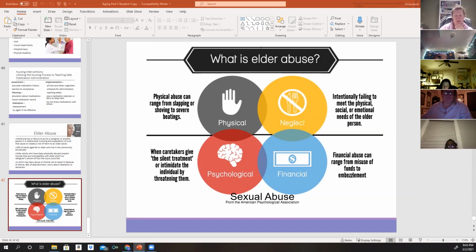We've seen it where loved ones have kept their mother or father alive and kept them a full code because they needed that Social Security check or their pension that comes in each month. You wouldn't think that those things happen, but they do more often than they should. And then there are caretakers who give the silent treatment or intimidate the individual by threatening them.